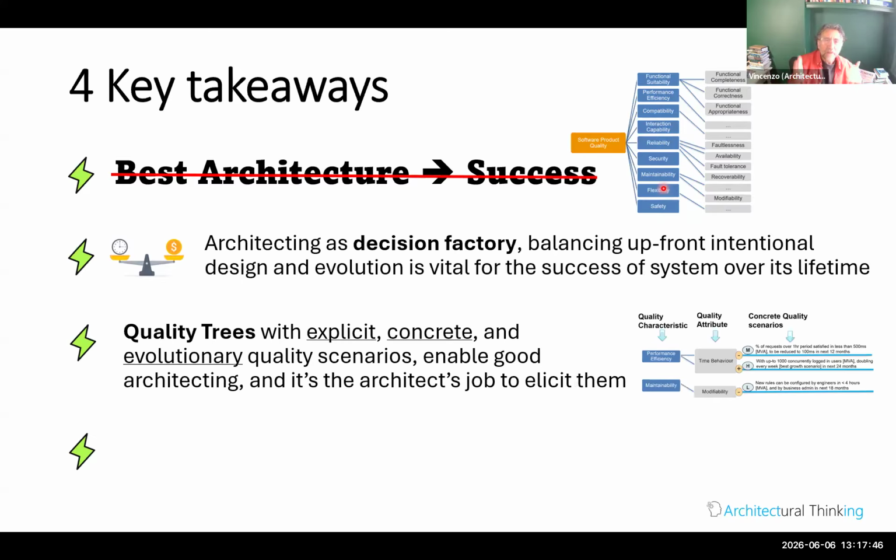The third one is quality trees. You need explicit, concrete, and evolutionary quality scenarios. Okay, and we used the example of the quality trees, with priorities, measures, but also the evolutionary scenario. So when you say 1,000 users from day one, but I need to be able to grow that, that's a growth scenario. There are other types of scenarios that we learn in the training course.